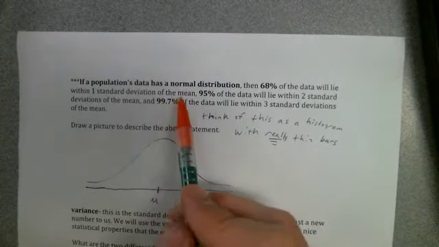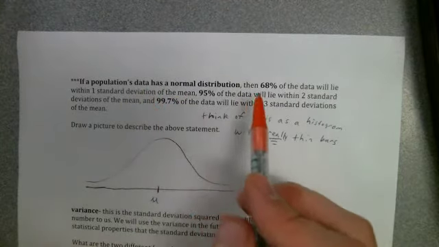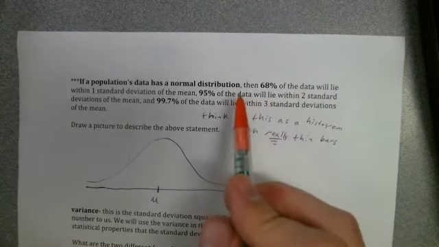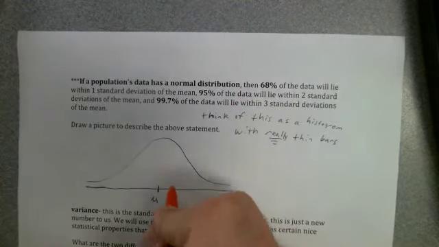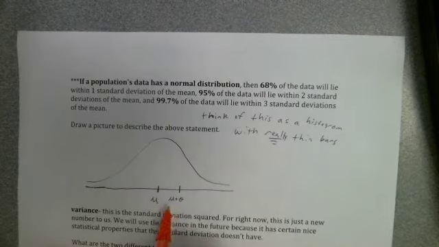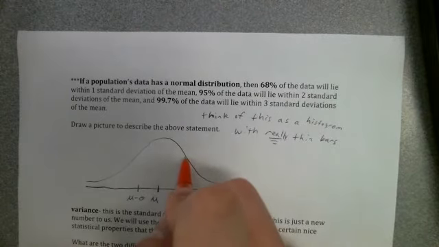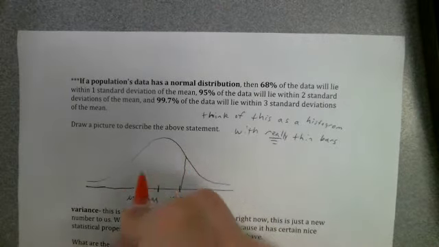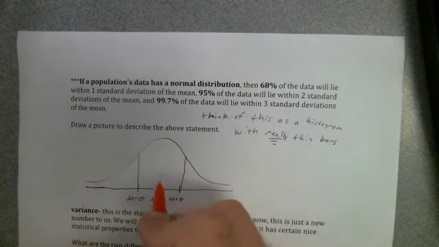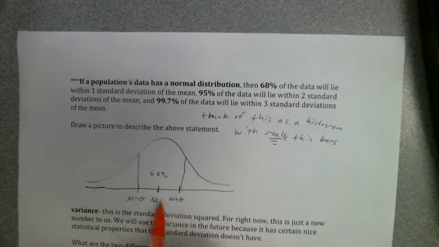All right, now let's analyze what this is saying up here. If data has a normal distribution, then 68% of the data will lie within 1 standard deviation of the mean. So what that means is if you go to the right by 1 standard deviation, in other words, you take the mean and add on sigma, and you go to the left 1 standard deviation, so you do the mean minus sigma, what you will find is that 68% of the data will be within these 2 numbers, these 2 heights.